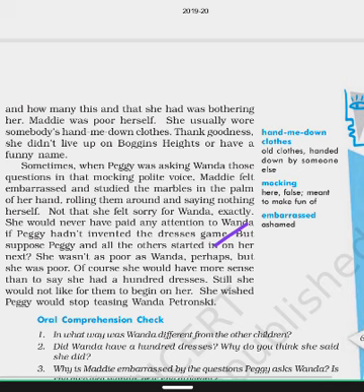But suppose Peggy and all the others started in on her next. She wasn't as poor as Wanda, perhaps, but she was poor. Of course, she would have more sense than to say she had 100 dresses. Still, she would not like for them to begin on her. She wished Peggy would stop teasing Wanda Petronski.